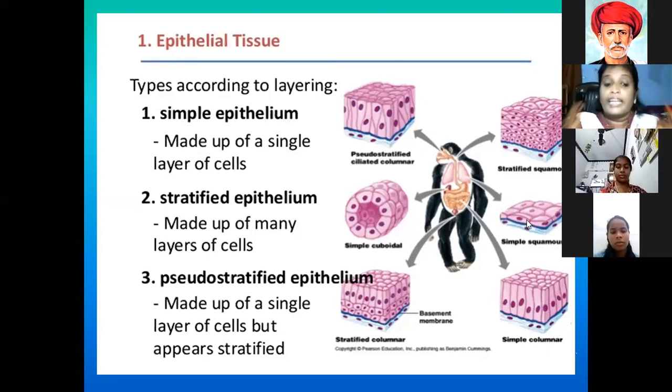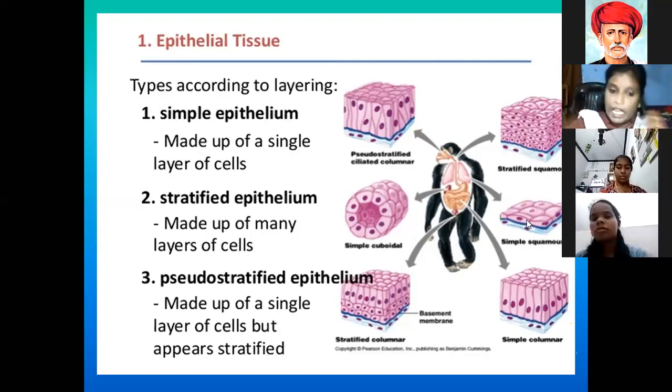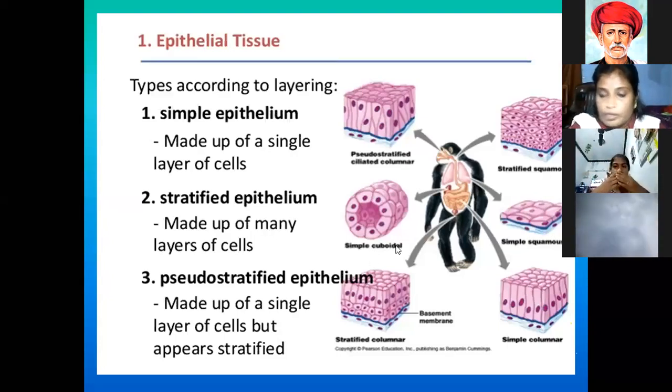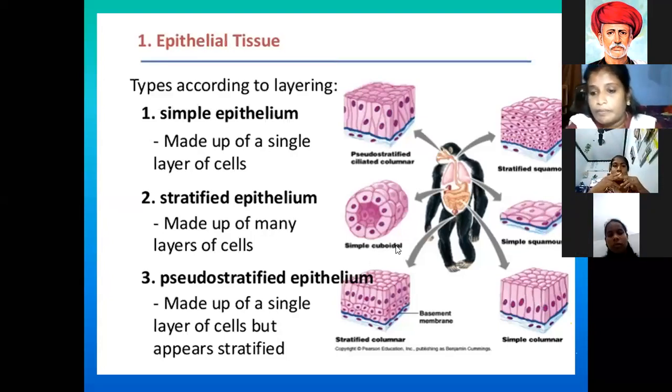Okay. Next, pseudo stratified epithelium is made up of a single layer of cells but appears stratified. See in this diagram also, different pictures are there. Stratified, simple, pseudo stratified. These are all types of epithelium tissue. Can you understand this slide, ma'am?